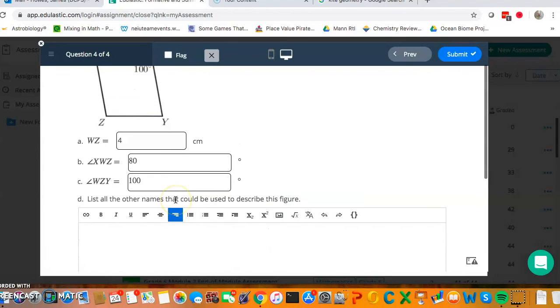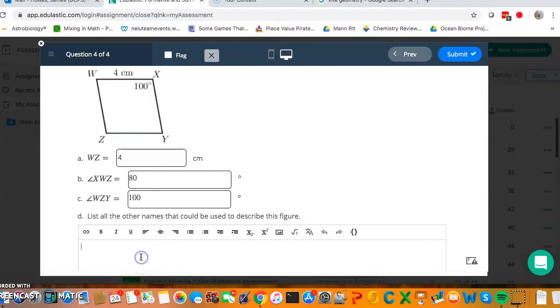It's all of the other names that could be used to describe this figure. Well, it's a rhombus, but it's also a quadrilateral. It's also a parallelogram because it has 2 sets of parallel sides. It's a trapezoid because it has at least 1 set of parallel sides. And finally, last but not least, it's a kite.